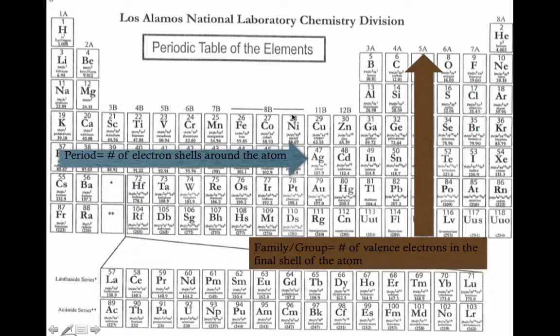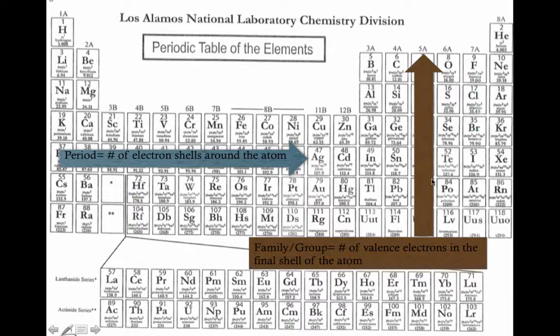So for instance, let's do aluminum right here. Aluminum is in period 1, 2, 3. So it has 3 shells. In that third shell, there are 3 valence electrons. Let's do magnesium. Magnesium is also in 1, 2, 3, the third period. So there's 3 shells. In that final shell, though, there's only 2 electrons. Let's see, neon is in period 2. There's 2 shells, but it has 8 or a full valence shell here.